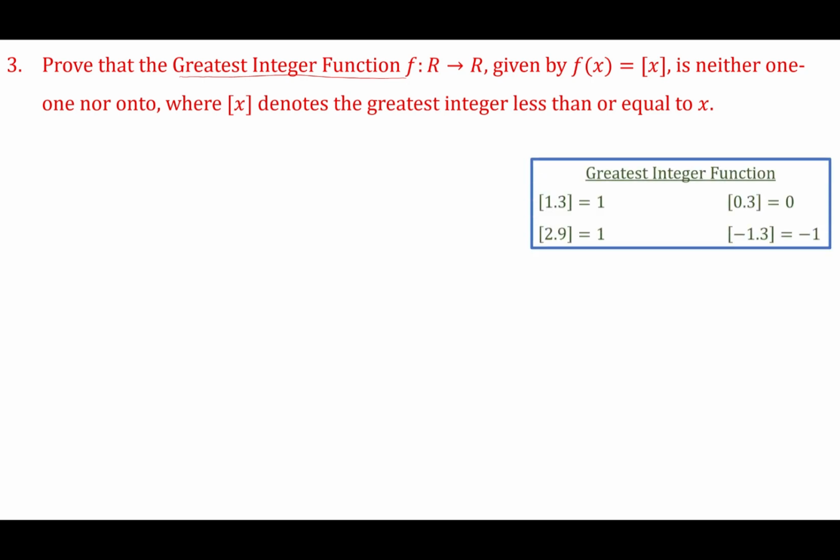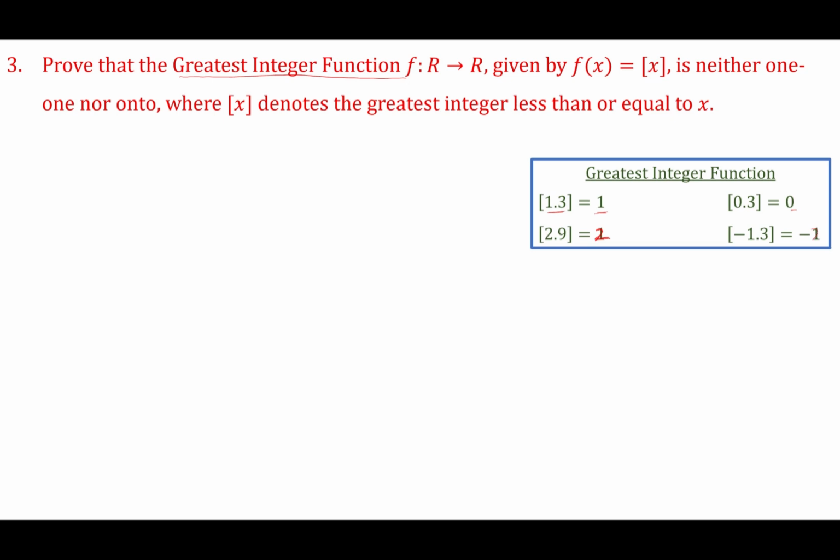Check, we have a few examples. If it is 1.3, it rounds down to the nearest integer, which means 1. 2.9 means 2. Sorry, I wrote 1, it means 2. 0.3 rounds down to the nearest integer, which is 0.